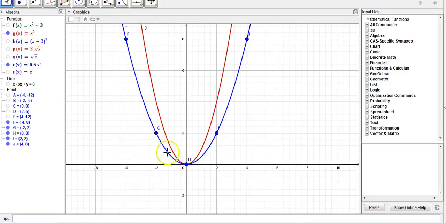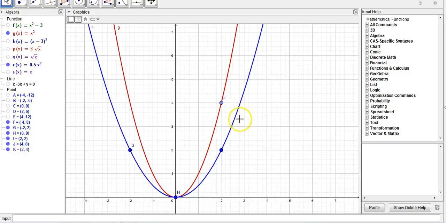On our parent function here, this one is a key point, that point being 2, 4. And it lines up with the key point on our transformed function at 2, 2. So we have to see how those changed. Okay, so let's write them in. 2, 4 changed to 2, 2.